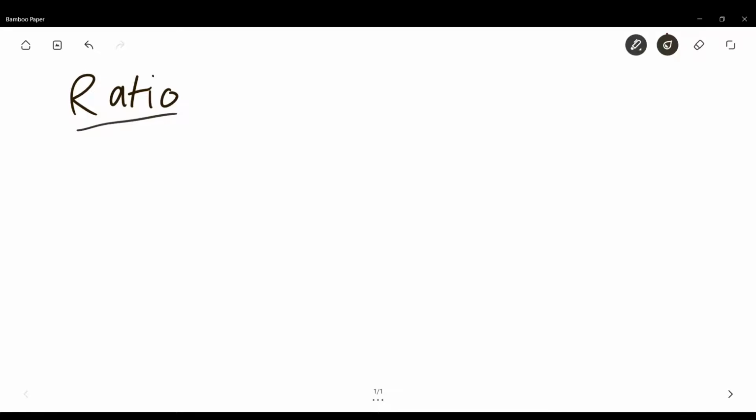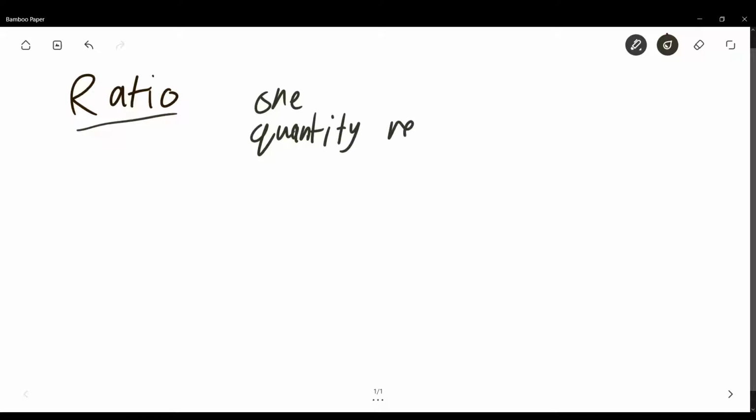Right, so we're going to have a talk about ratio today. So ratio just means how one quantity, so how one thing, relates to another quantity.